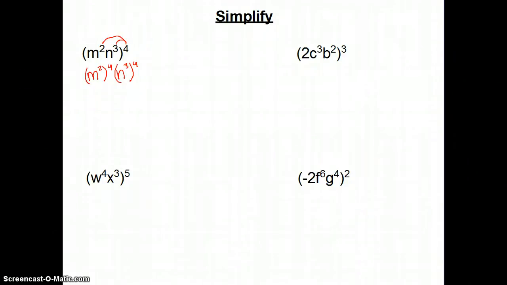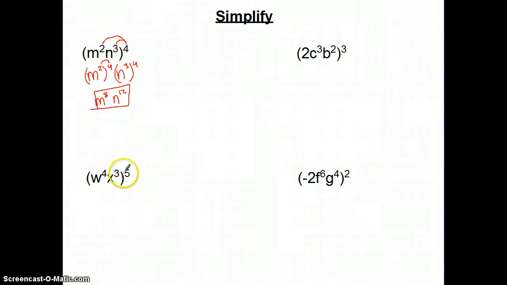Well, as we just said on our most recent slide, when you raise an exponent to a power, we multiply. So we end up with m to the 2 times 4th power, which is 8, and n to the 3 times 4th power, which is 12. So our final expression is m to the 8th, n to the 12th.